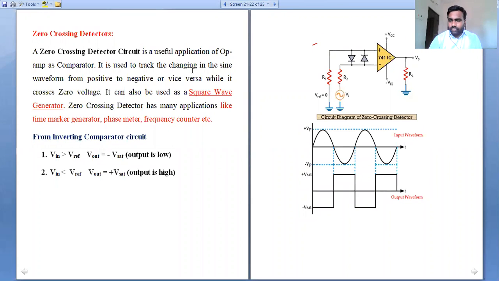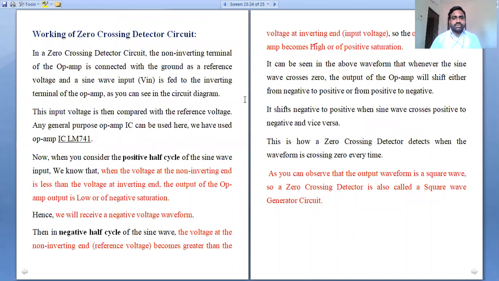So this is the working analysis of the zero crossing detector that we observed from the output voltage. In this zero crossing detector, the non-inverting terminal of the op amp is connected to the ground, and the input is connected to the inverting terminal. This is an inverting type comparator, or negative comparator. Here we used an IC741 integrated circuit as the operational amplifier.